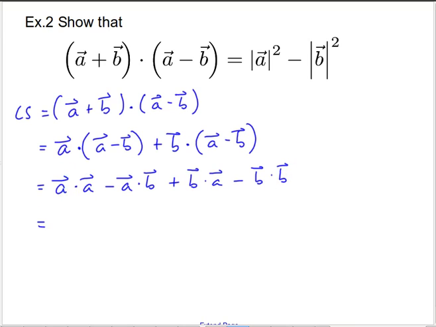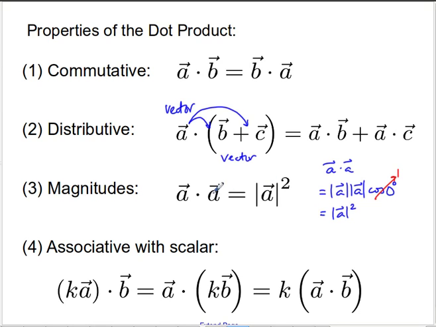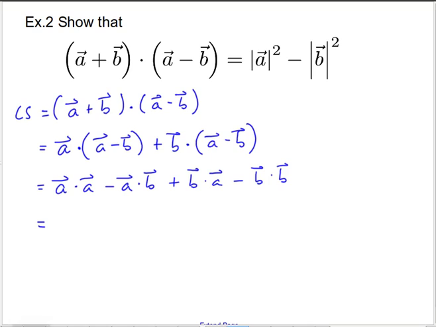From our previous page, let's just go back to that page. If I have a vector dotted with itself, I just end up with the vector quantity all squared, the magnitude all squared. And I can make use of this commutative property, which is A dot B is the same as B dot A. The order that I write them doesn't matter. So this A dot A is the magnitude of A all squared minus A dot B. There's nothing more I can do with that for now. But plus B dot A is the same as plus A dot B.